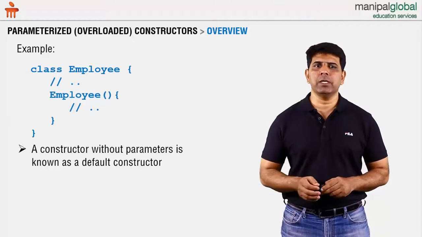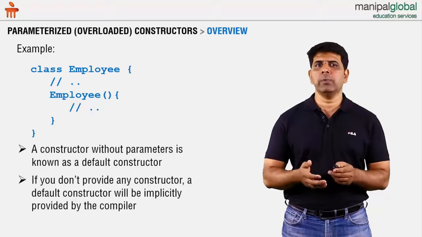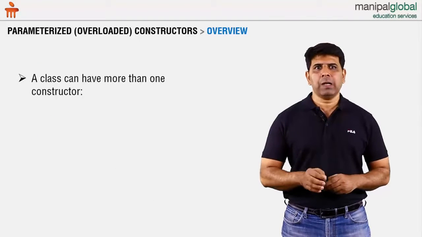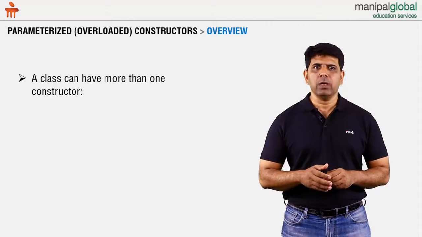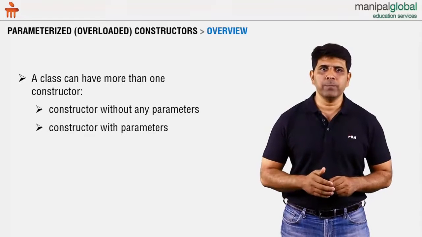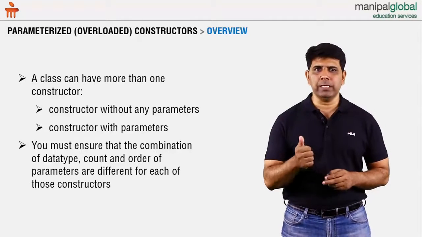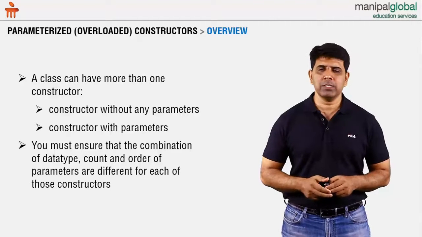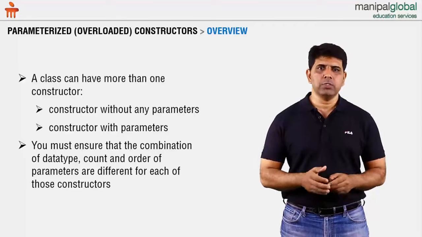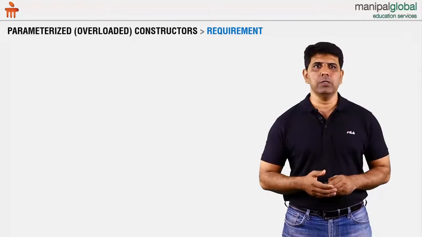A constructor without parameter is known as a default constructor. If you don't provide one, a compiler automatically provides one, and this is called an implicit default constructor. A class can have more than one constructor, but you have to keep certain points in mind. There can be a constructor without parameters, which is the default. There can be constructors with parameters. Now you must ensure that the combination of data type, count, and order of parameters are all different for each of the constructors. Anyway, the name of the constructor is always the same, so the signature here corresponds to the parameters.